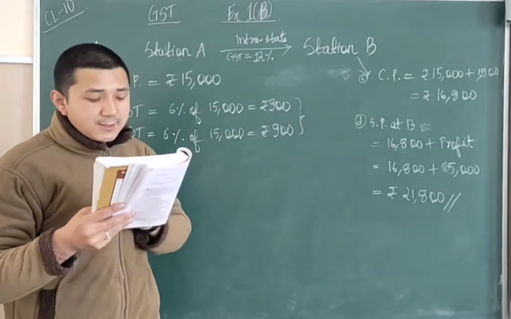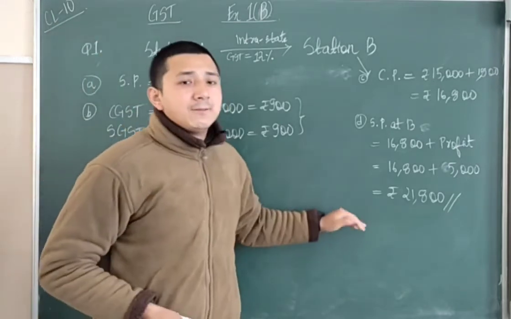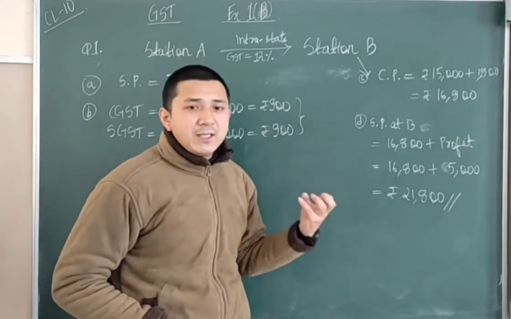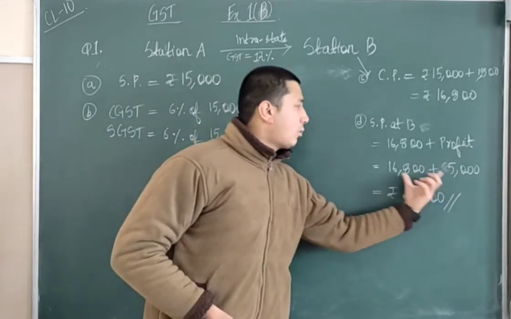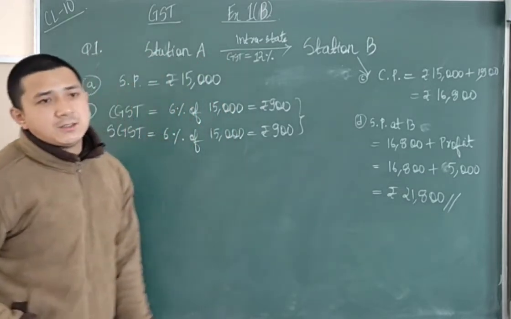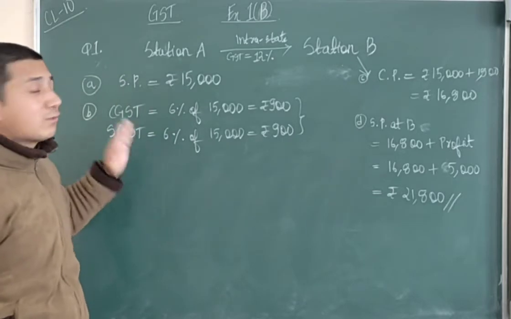Okay, the question says, if the profit is 5,000 at B, what is the selling price at B? This was his cost price, plus he's making a profit of 5,000. So total selling price for B will be 21,800. Okay. So now this is the case from A to B.